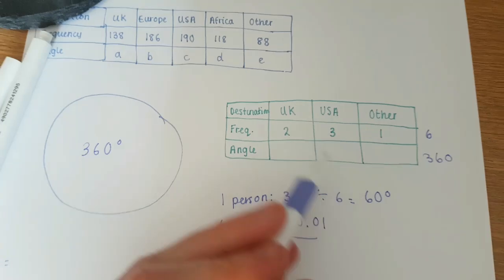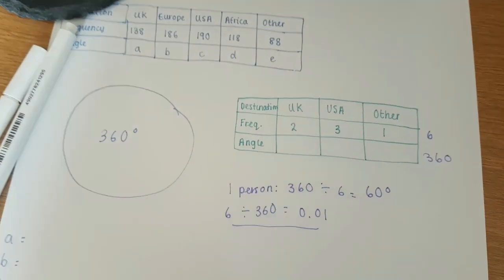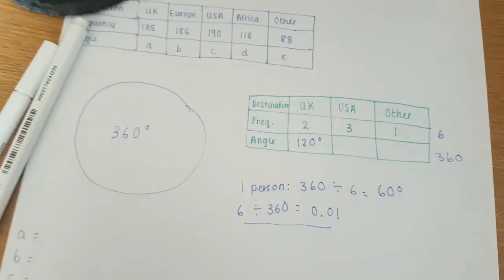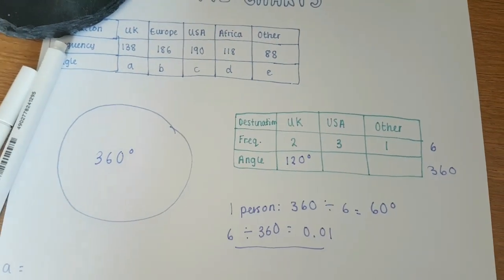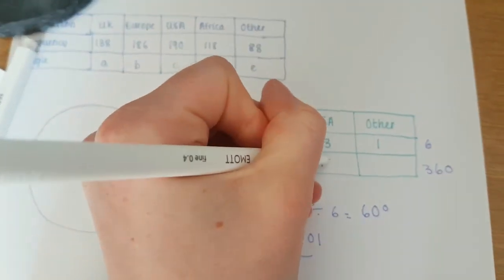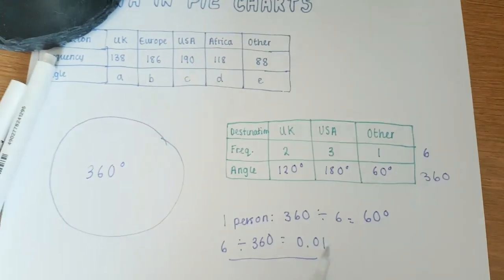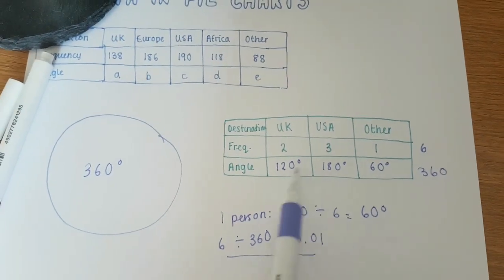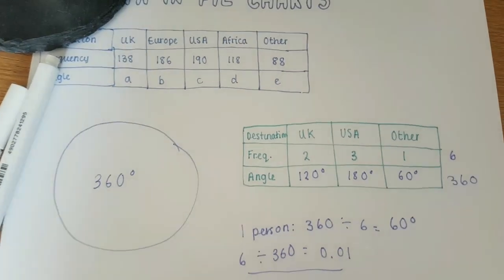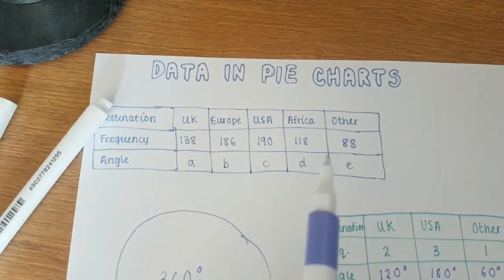So we take this information, put it back into the table. If there are 2 people going to the UK, we can multiply this by 2. So the angle in this case is going to be 120 degrees. The same principle applies to the USA because one person is 60 degrees, this is going to be 180 degrees, and obviously this one's going to be 60. If we have a quick look over this, we can see that this all adds up to 360 degrees, so this checks out.